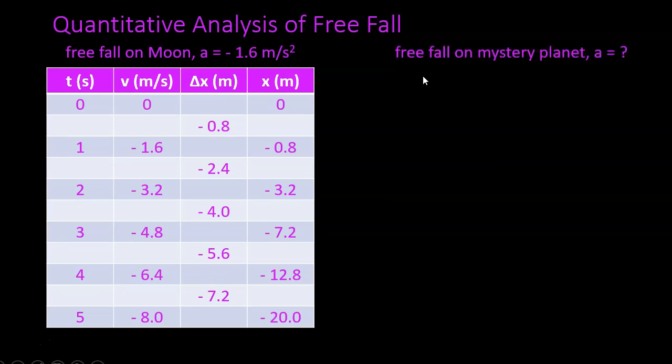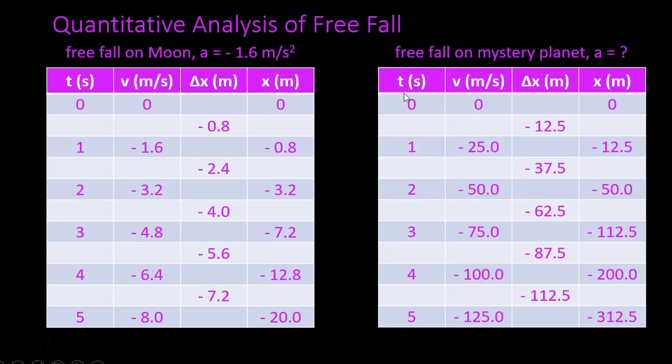Let's take a look at free fall on a mystery planet where we don't know the acceleration, and we're going to see if we can figure out what the acceleration is. Here is time, velocity, displacement, and position. We can see that the velocity is increasing by 25 meters per second in the negative direction every second. We see that displacement during the first second was negative 12.5 meters, and we can see that the displacement is increasing by 25 meters every second that goes by.